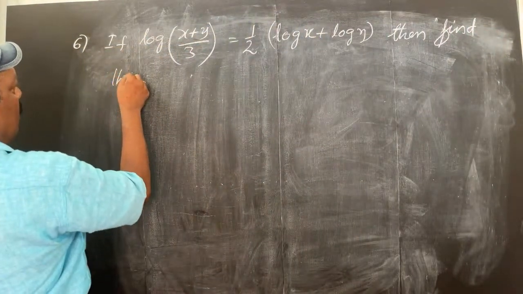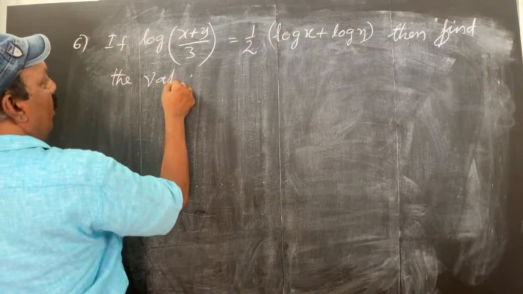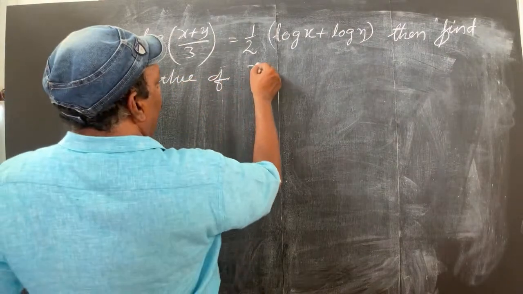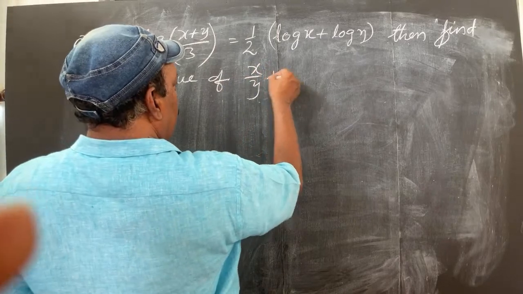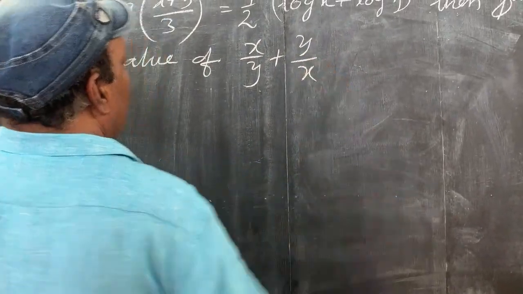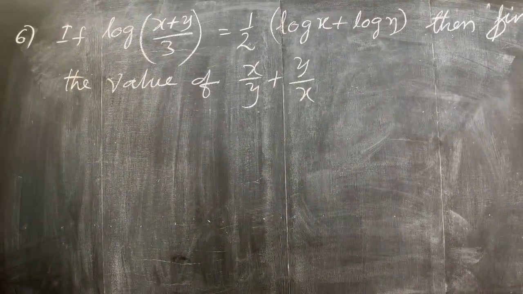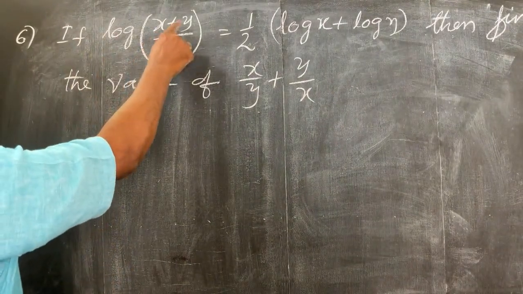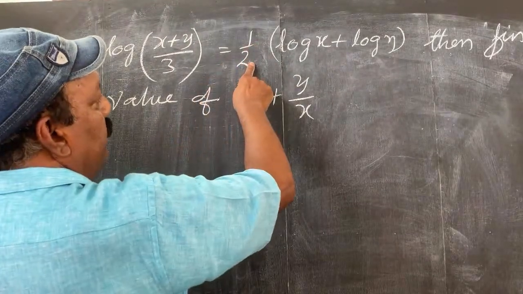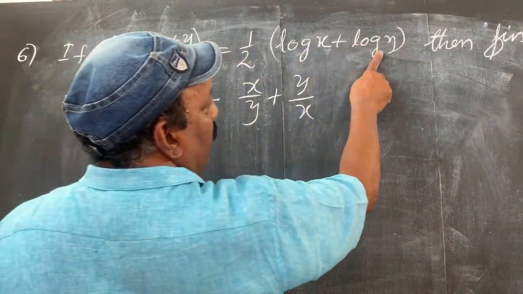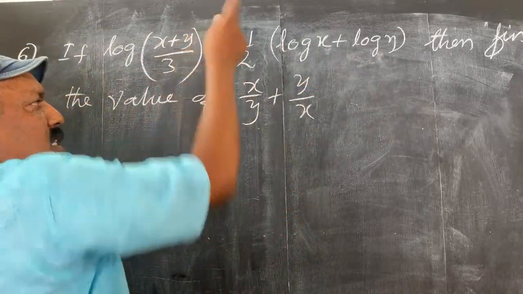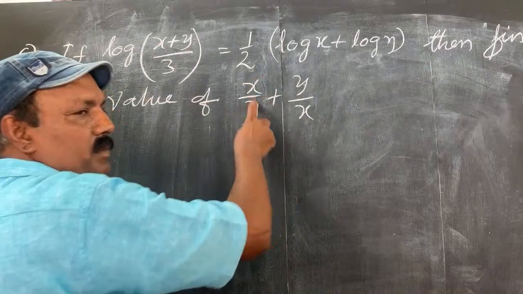value of x by y plus y by x, and it is asking here. You can see if log (x plus y by 3) is equal to 1 by 2 (log x plus log y), then it is asking to find the value. He has given this one. With the help of this one, you should bring out the value of the same thing.